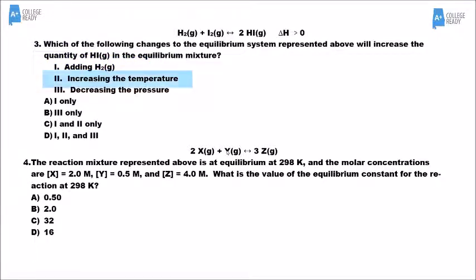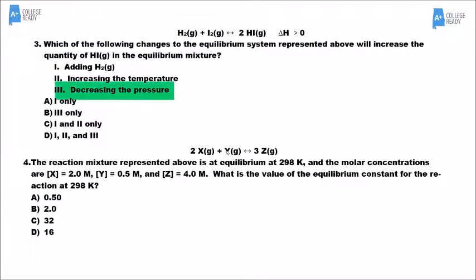Roman numeral 2, increasing the temperature. Since it's endothermic, we know that energy is a reactant. Adding a reactant increases the amount of product, which in this case is HI, so increasing the temperature would also cause an increase in HI. So far, both Roman numeral 1 and 2 are correct.